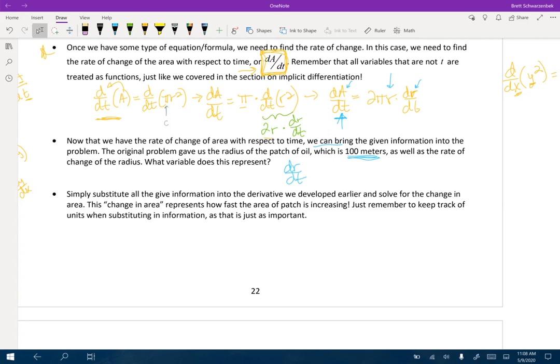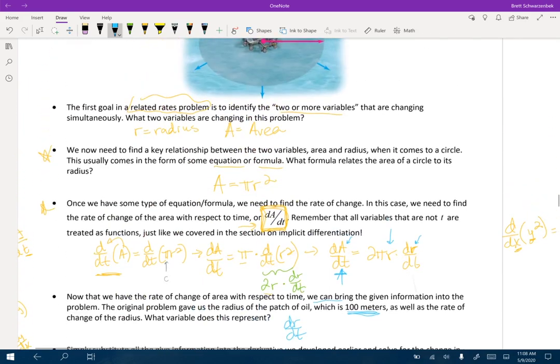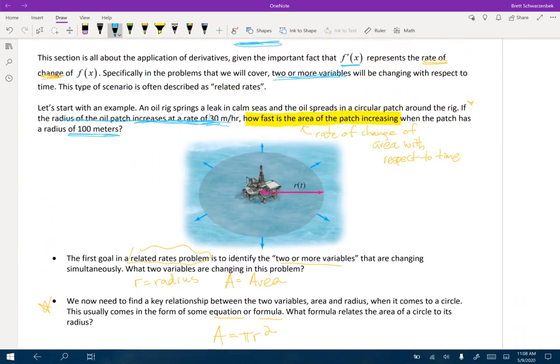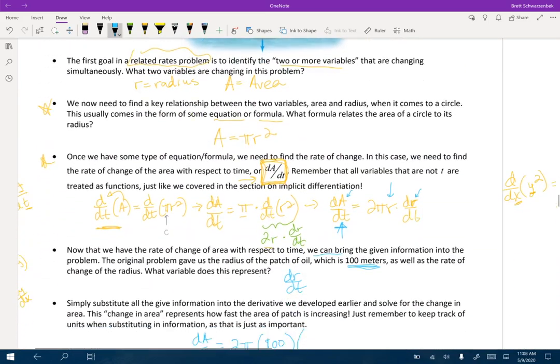Okay, so let's do that. So we have dA dt, which we're trying to find. 2 pi is a constant. We have r, which was given to us as 100 meters. And we have dr dt, which is the rate of change of radius, which was given to us as 30 meters per hour.